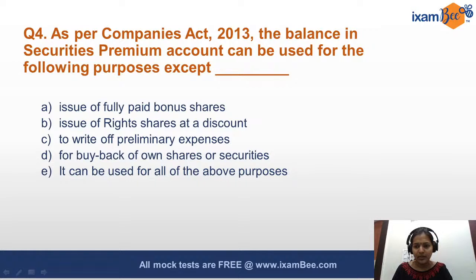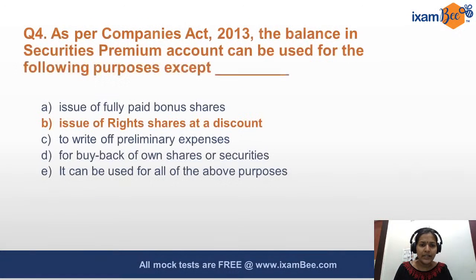Most of you are saying E. Some have said B, some say C. Good to see Ankit Raj and Vinod Chauhan. The correct answer is actually B. The securities premium cannot be used to issue rights shares at a discount.